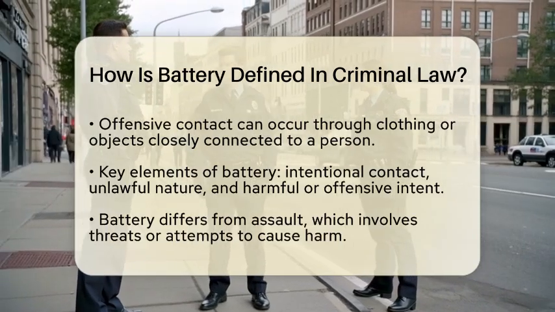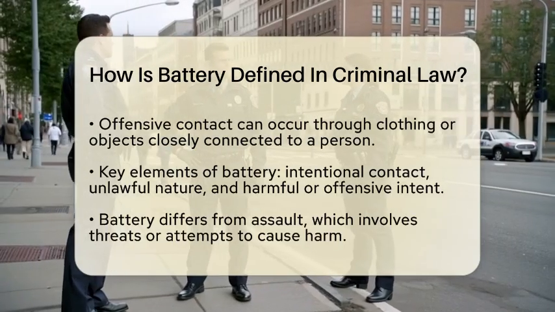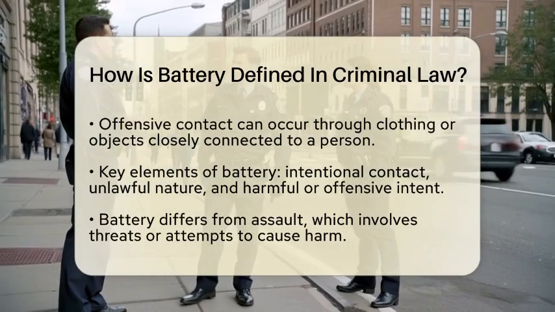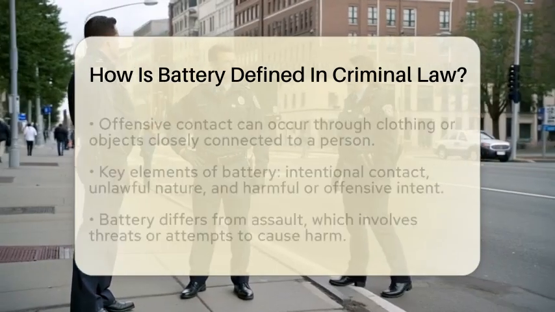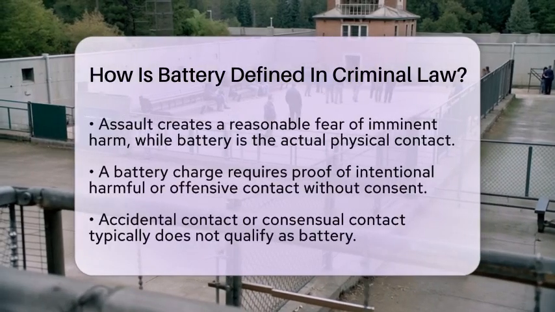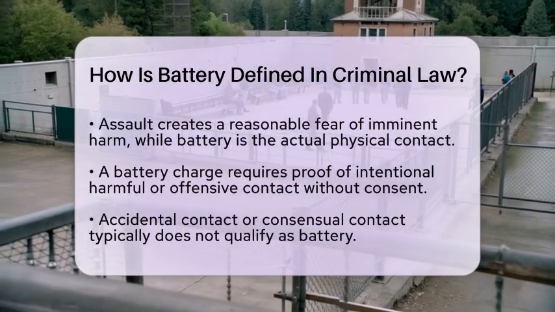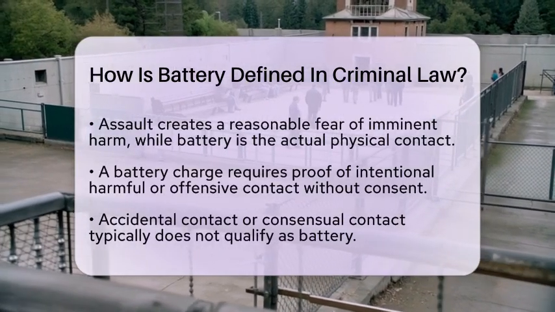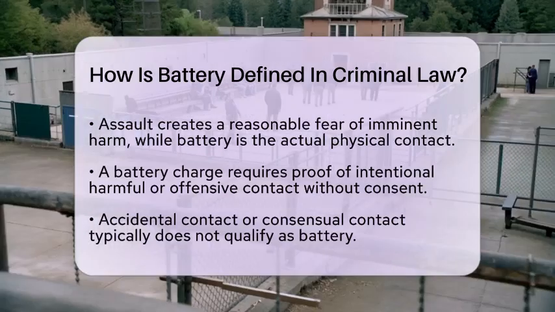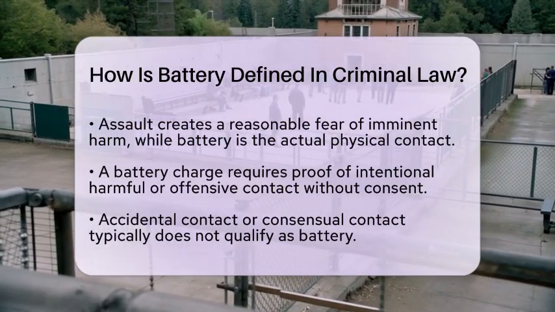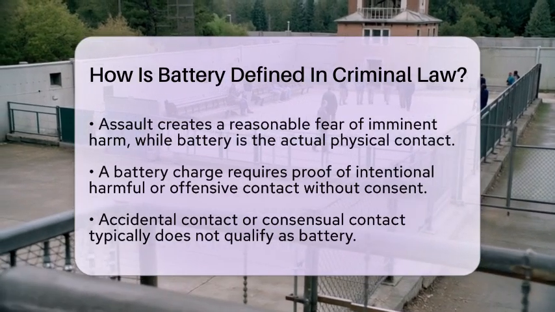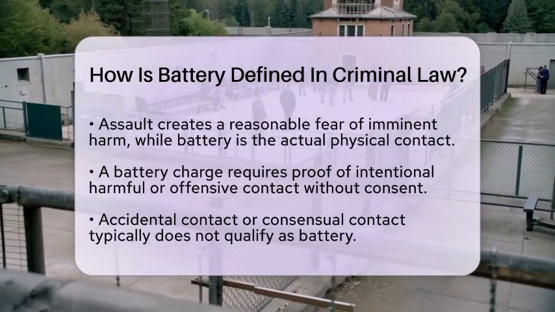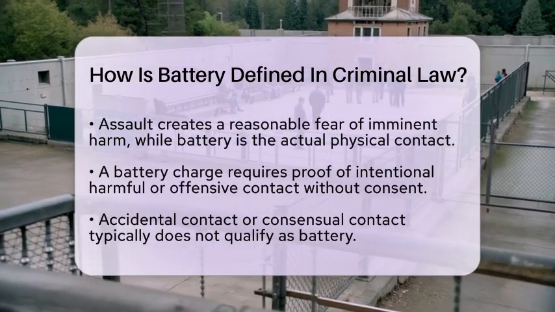From a criminal defense perspective, understanding these elements is essential. A charge of battery requires proof that the defendant intentionally made harmful or offensive contact without consent. Accidental contact or contact made with consent does not typically count as battery. The degree of harm is not always relevant. Even non-injurious contact can be battery if it is unwanted or offensive.